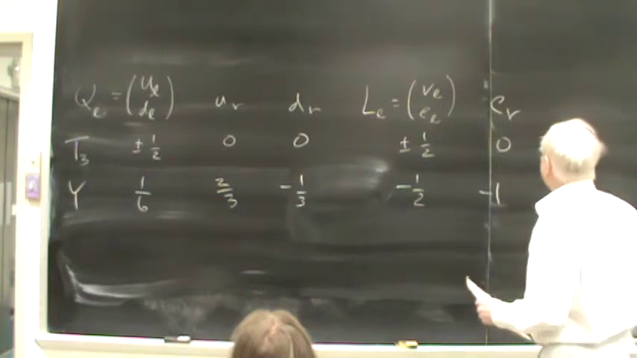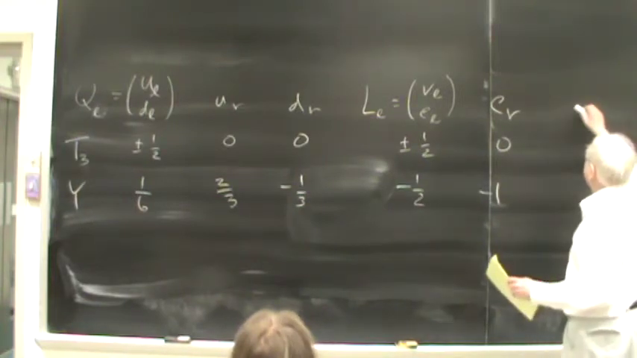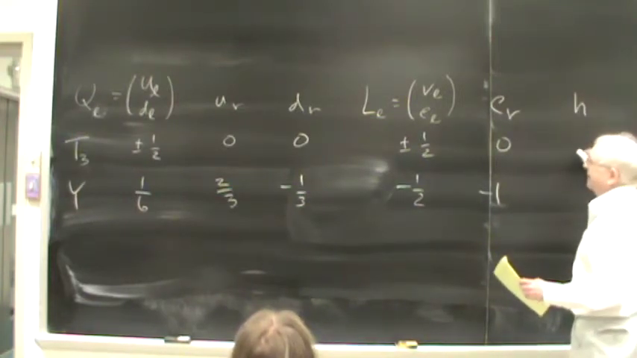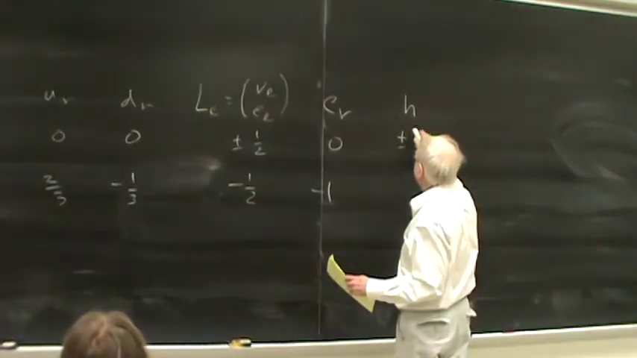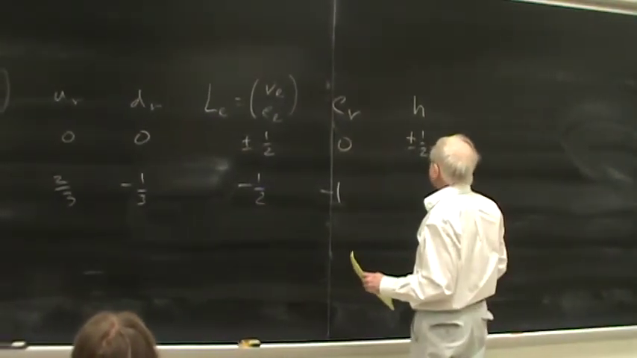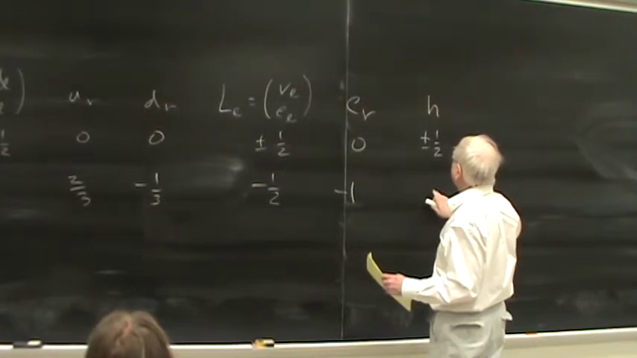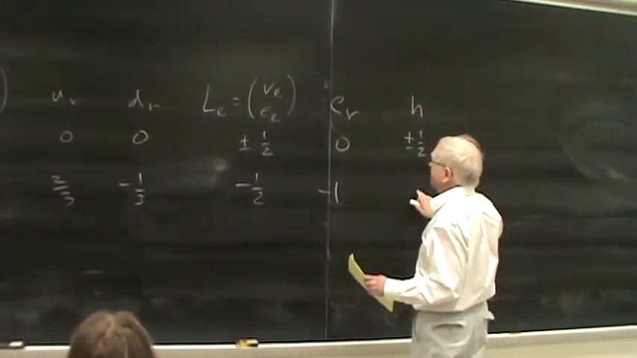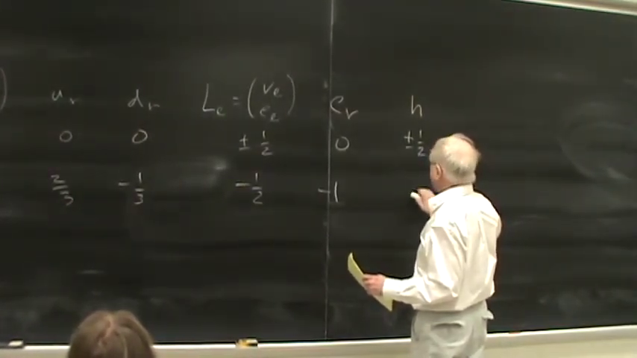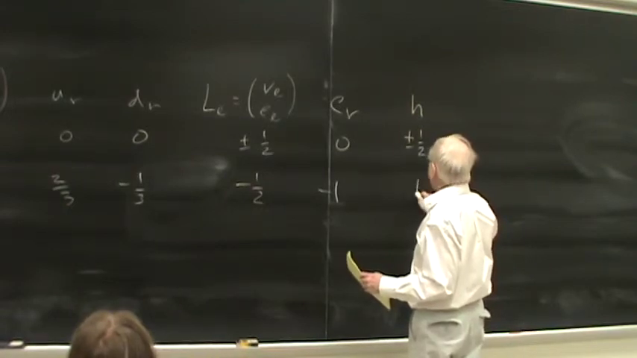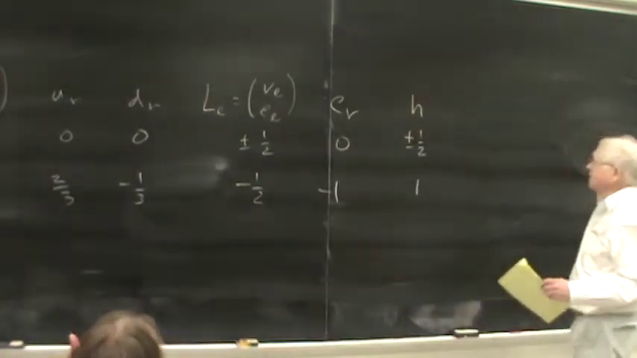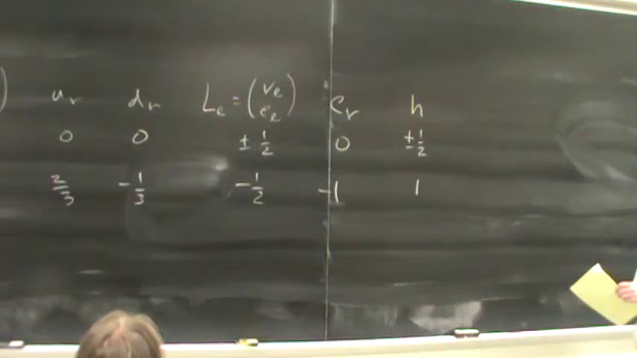And I guess we should put in the Higgs since it exists. So what is the Higgs? Well, it has T3 plus or minus a half, and this one is, I think it's 1, isn't it? Yeah. Then we have an H plus and an H 0.